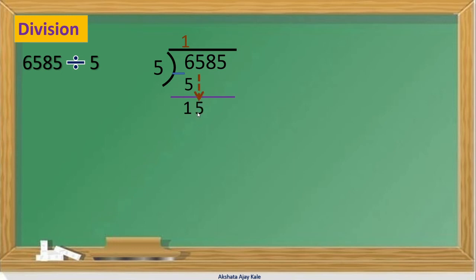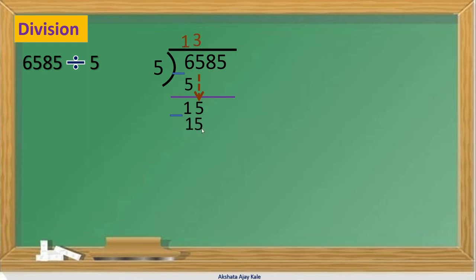So we will take this here. Now the number is 15, isn't it? Now again we have to recite the table for 5. That is 5 ones are 5, 5 twos are 10, 5 threes are 15. Yes, we got it. So 3's are, right, we will write 3 up in the quotient beside this 1.